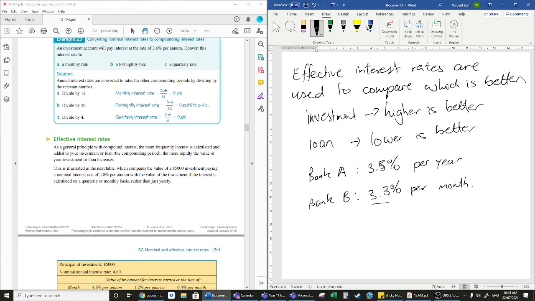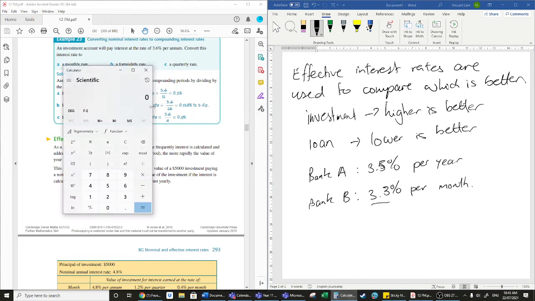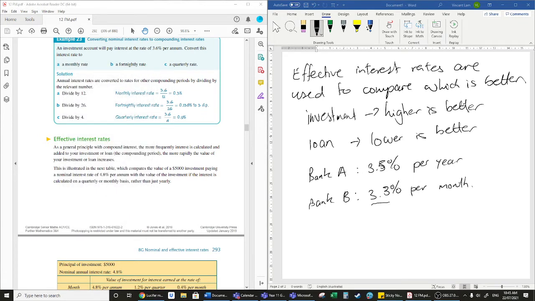However, 3% per month, that's doing it every month, and technically the second one should be better, because if it's 3% per month, how much would you be getting per year? Well, if you think about it, it's 3 times 12 in a way. So technically you're getting 36%, if you're looking at it simply. Okay, but that's the problem we have.